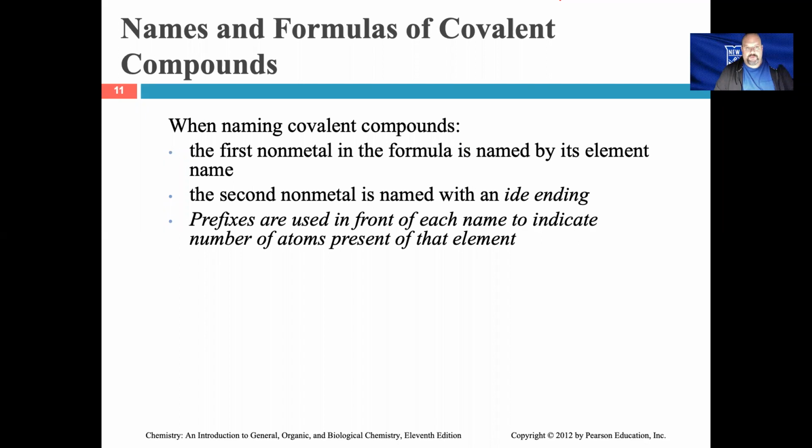In covalent compounds, in the names, prefixes are used in front of each name to indicate the number of atoms present of that element. And the reason why is because, as we'll talk a little bit about, you could have multiple covalent compounds that contain the same two elements. But for the most part, for ionic, especially the ones that don't involve the transition elements, the metal and nonmetal can only really combine to give you one possible chemical formula. That's not usually the case with covalent compounds. The same combination of nonmetals could usually lead to different covalent compounds.